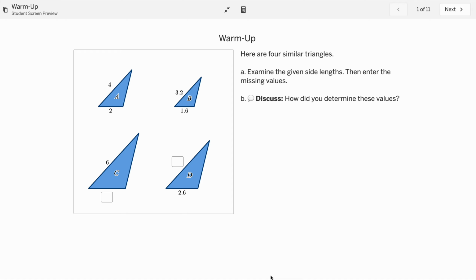For the people who missed class on Friday, here are 4 similar triangles. Examine the given side lengths and then enter the missing values. And then we discussed in class how we determine these values.